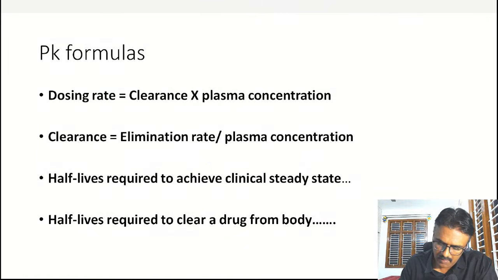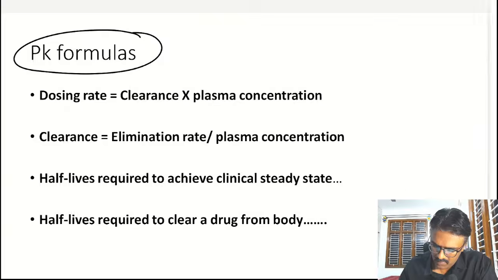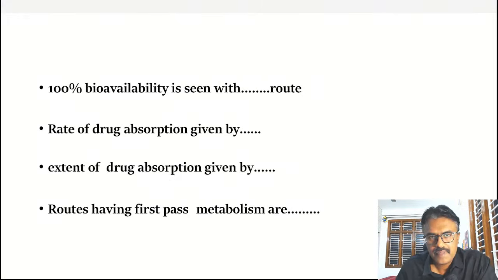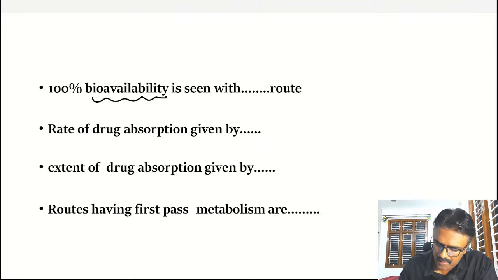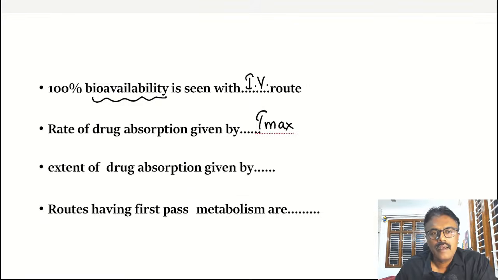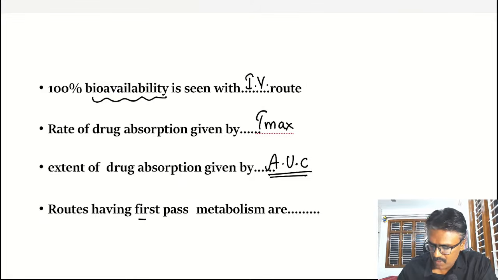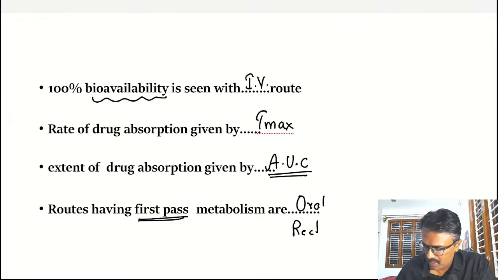Certain pharmacokinetic formulas are not so important for you, so let us move on, but these are important. Which route has 100% bioavailability? The only route which has 100% bioavailability is the IV route. Rate of drug absorption is given by Tmax, rate is always by time. Extent of drug absorption, how much is absorbed, is given by area under the curve. What routes have first pass metabolism? Only two routes: oral and rectal routes have first pass metabolism.